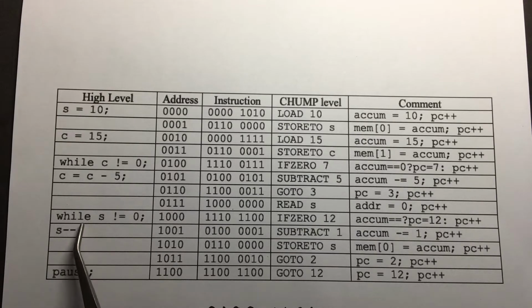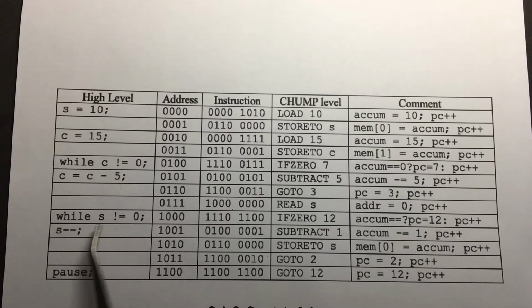So while S is not equal to 0, S minus minus, and this will mean that every time you get a pop, it'll take away one pop from the reserve. And then once S equals 0, it will move on to pause, and that will end the program.